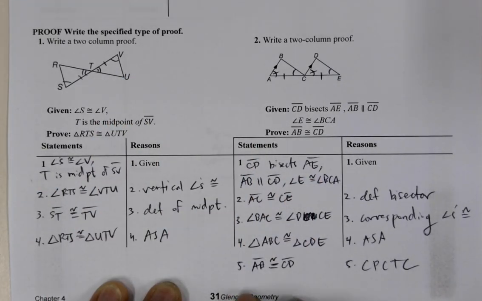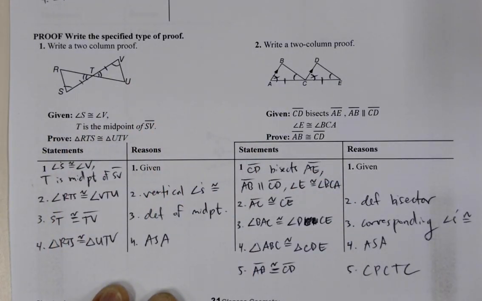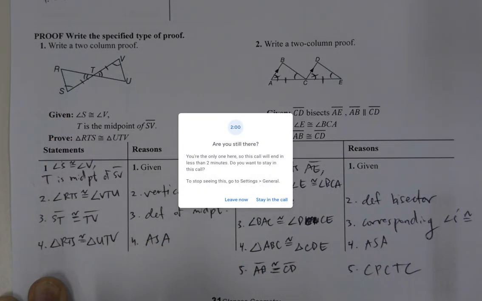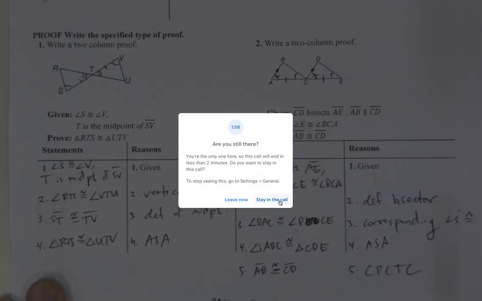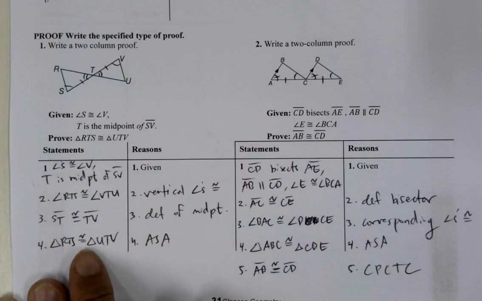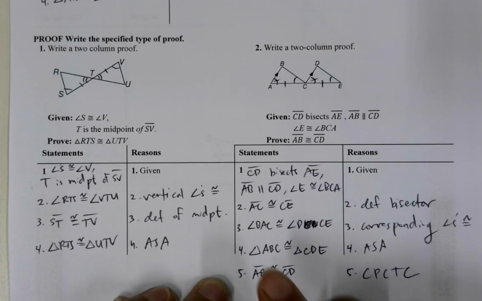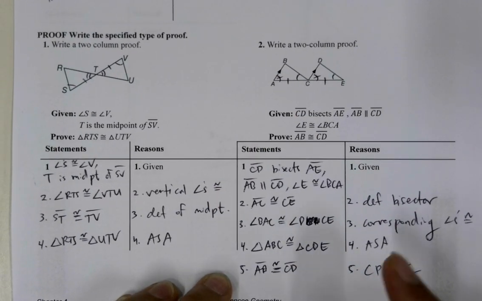Alright, so here are the solutions for the two proofs that you were asked to complete. And yeah, the first one is pretty uneventful. We're going to use vertical angles theorem and definition of midpoint, because we're given that T is the midpoint of SV. And then problem 2 is a little bit more interesting.